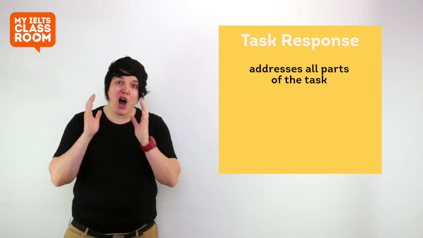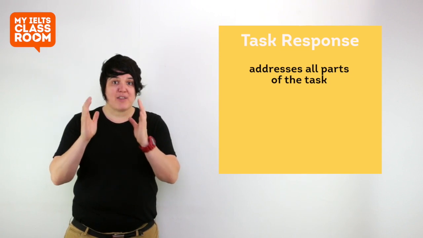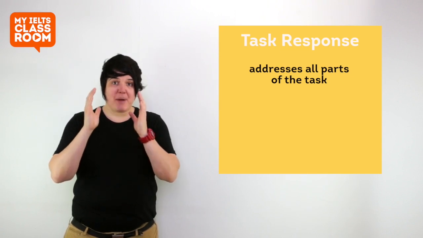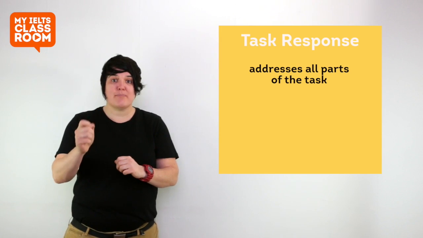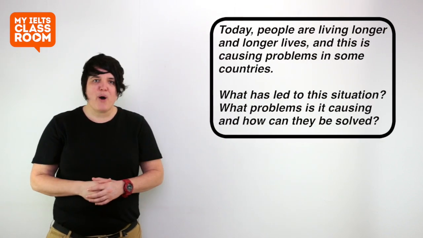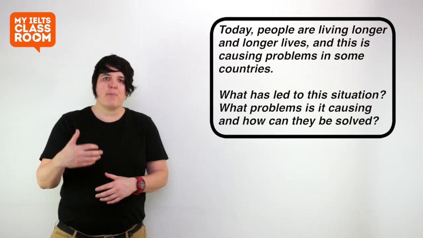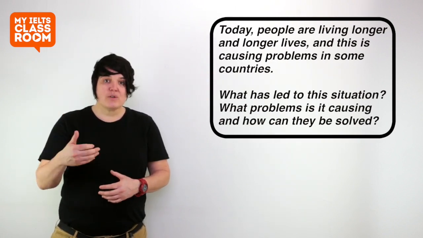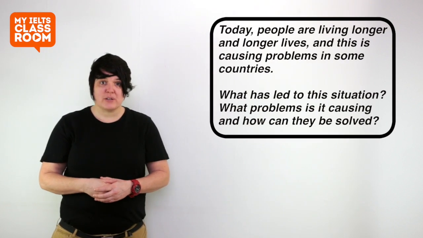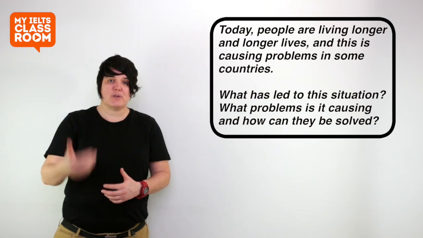I have marked hundreds of essays where the students think they have addressed all the parts of the task, but they haven't. And I think the best way to show you why students make this mistake is to look at some practice questions together. Let's start with this one. Today, people are living longer and longer lives, and this is causing problems in some countries. What has led to this situation? What problems is it causing, and how can they be solved?